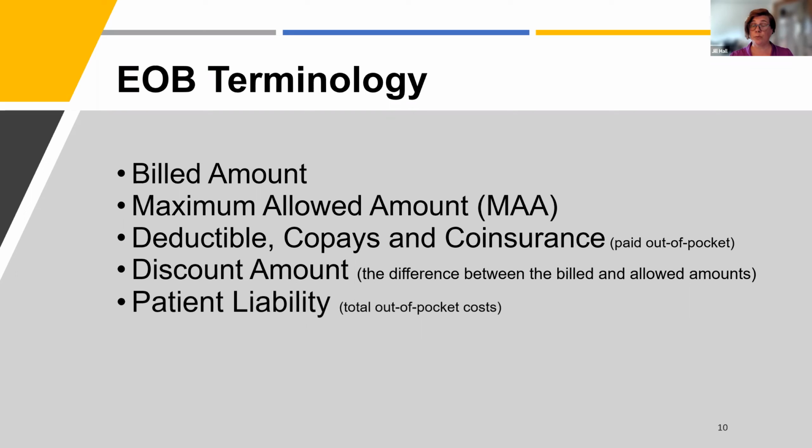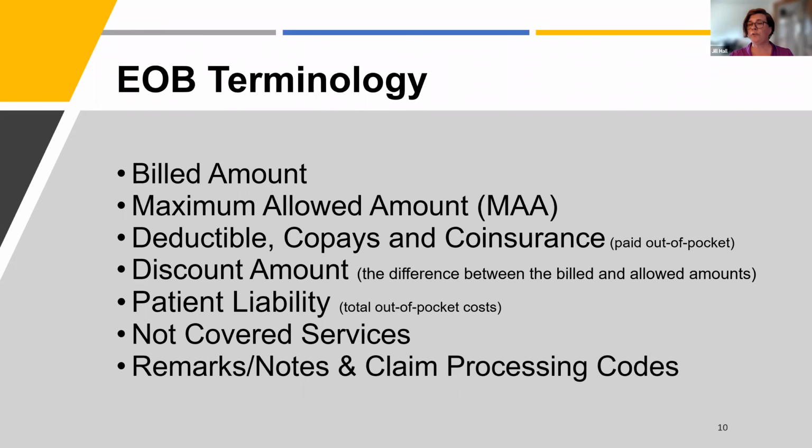EOBs also reference patient liability, which is the total out-of-pocket cost. EOBs also will show any not covered services. And most importantly, there are remarks and claims processing codes on explanation of benefits.